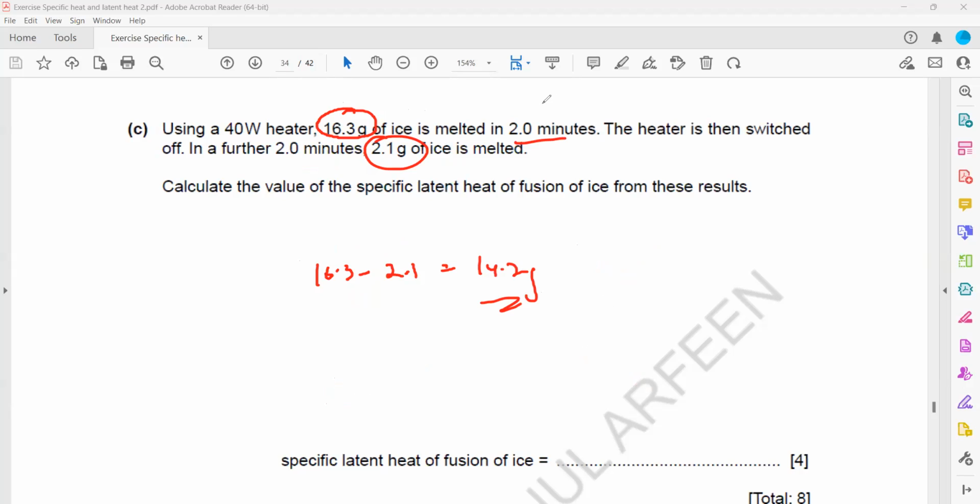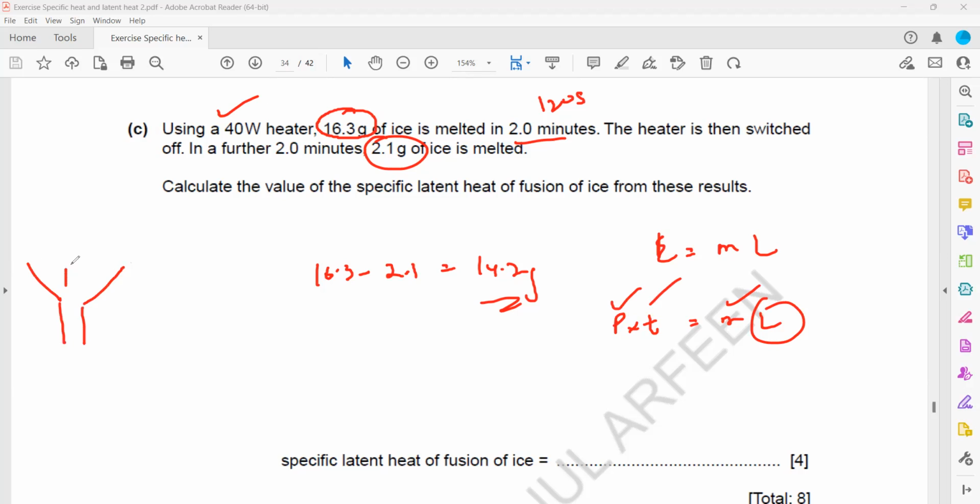And we have the time, 2 minutes, or 120 seconds. To get the latent heat: energy is power into time, and energy is mass into latent heat. So we have the power of the heater, we have the time 120, we have the mass, so we can get the latent heat. Why do we subtract the two values? To get a rough idea of how much ice is melted because of the heater as opposed to the surroundings, and because the heater is still hot. So we subtract the two masses.